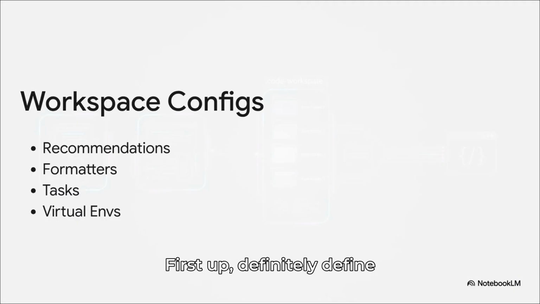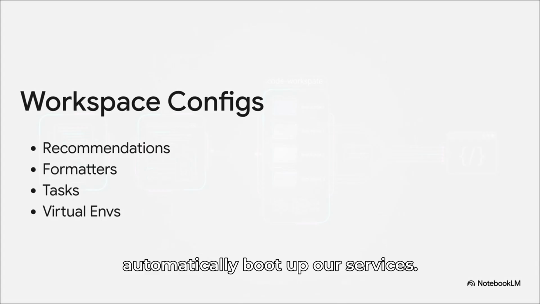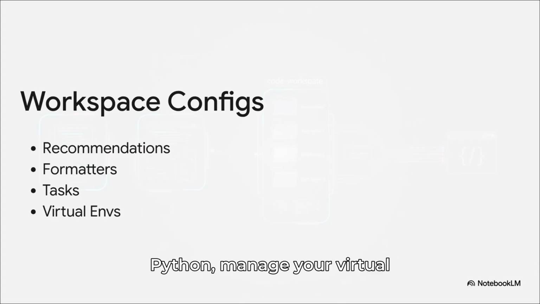First up, definitely define extensions.recommendations. This literally eliminates friction for new hires, because VS Code will automatically prompt them to install the exact right tools, like GitLens or Docker, the very second they open the workspace. You should also standardize your formatting, set up terminal layouts using tasks.json to automatically boot up your services, and if you're using something like Python, manage your virtual environments like Poetry. That way each folder runs in total isolation without any package pollution.